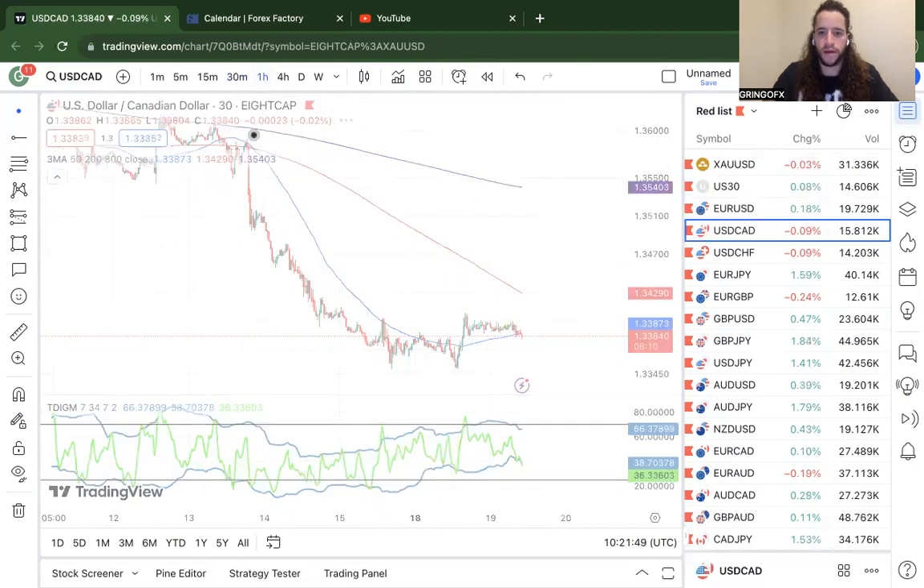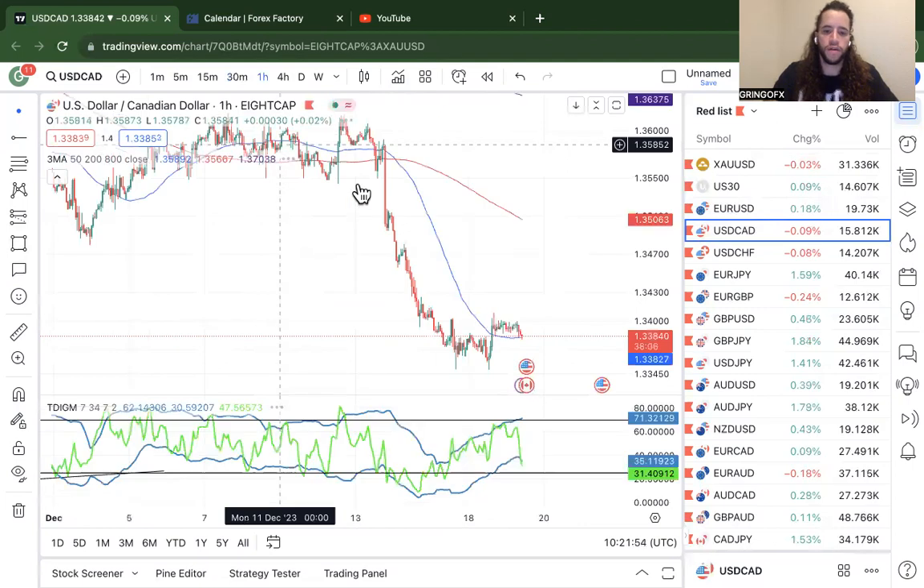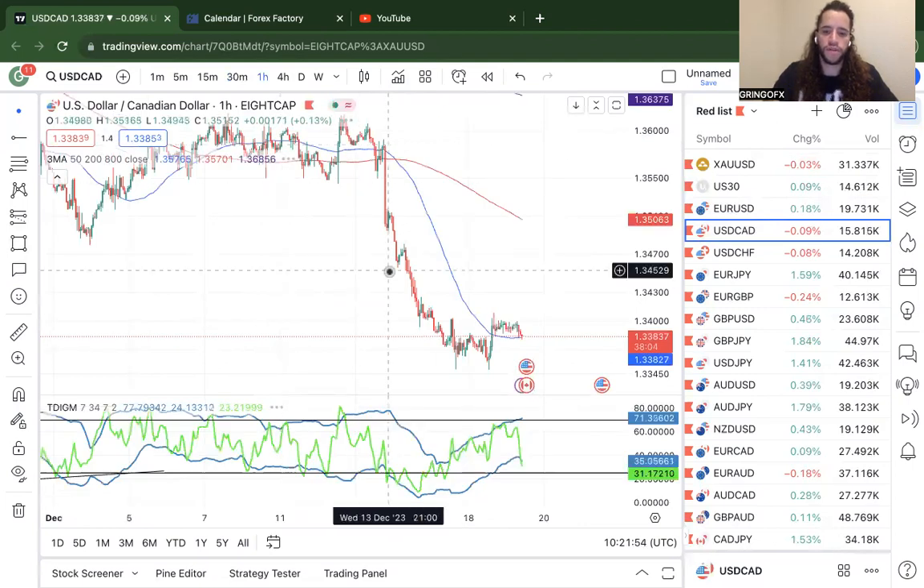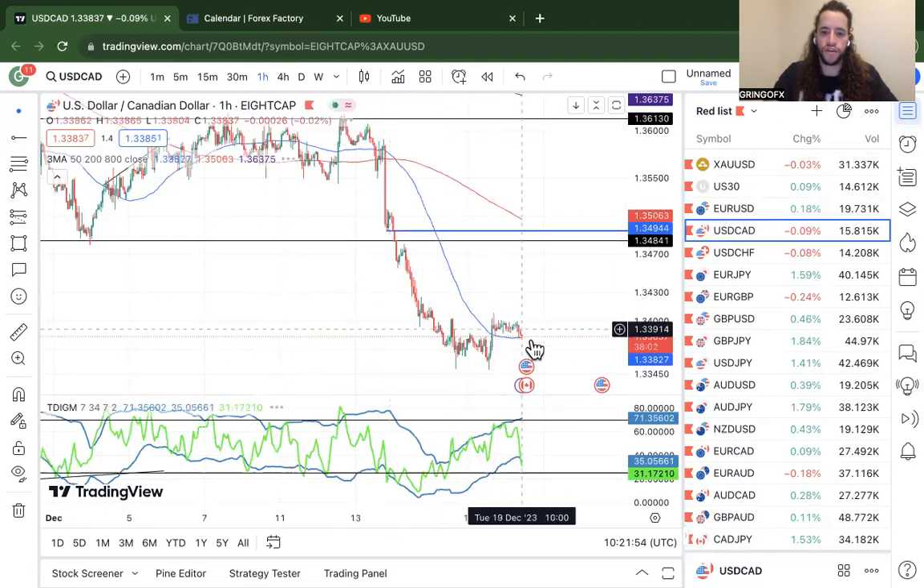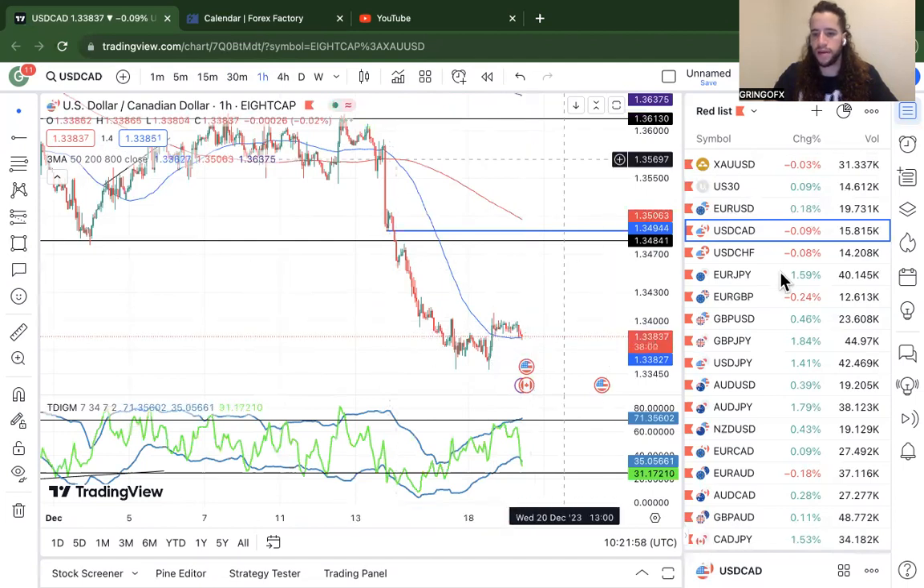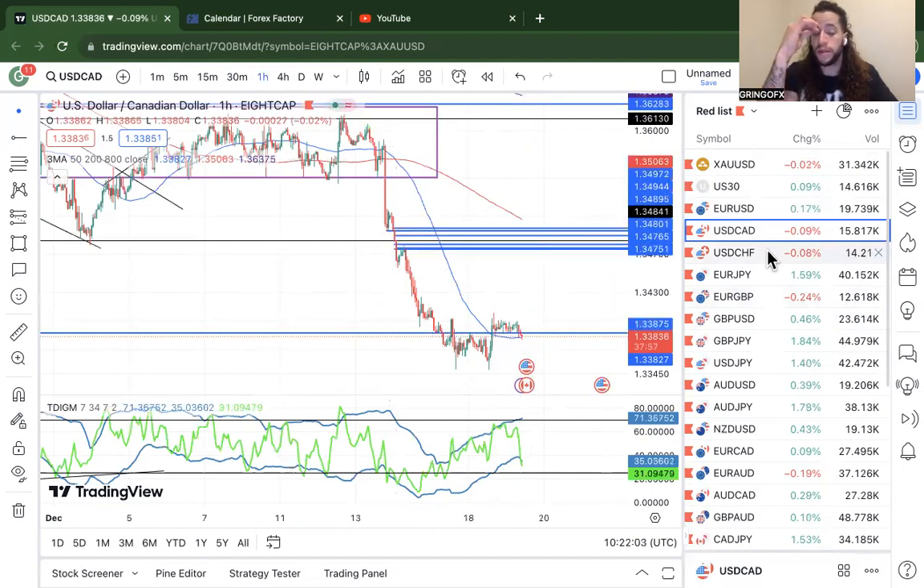I'm loving all these pairs, how they're at an area of potential reversal. We're getting break and retest of structure on the way back up and on the way down for a lot of pairs currently, right at the moment. So there's a lot of potential this week.